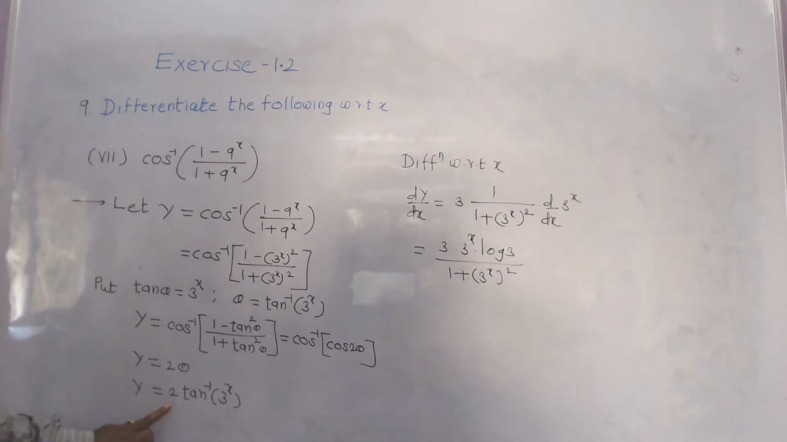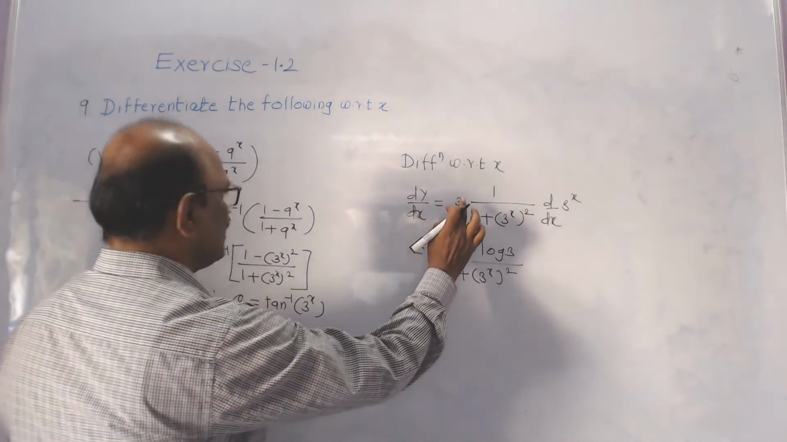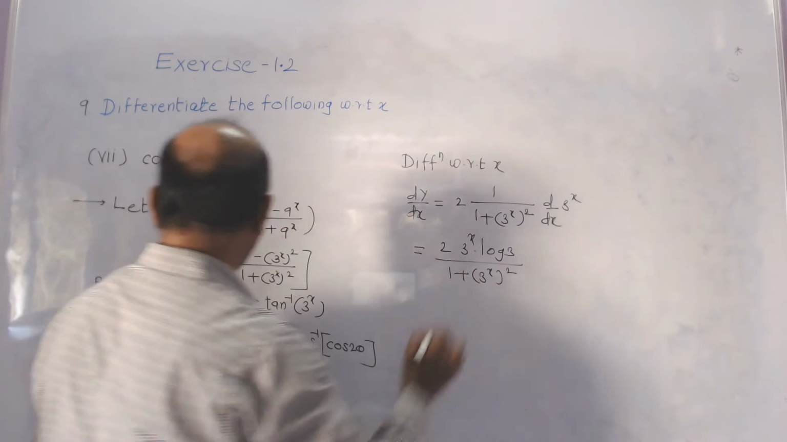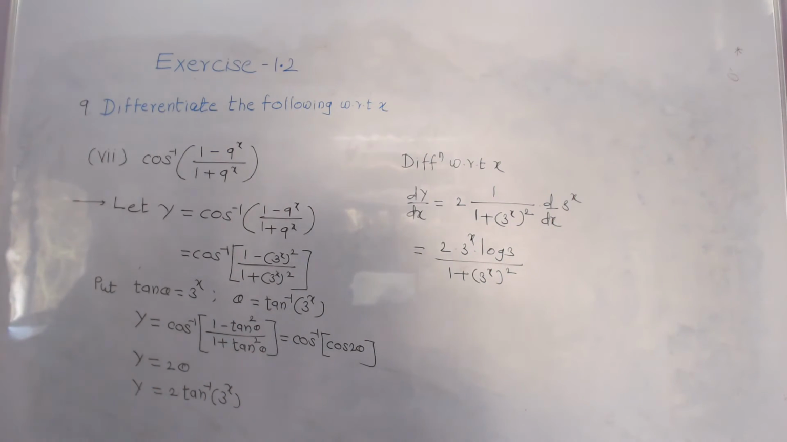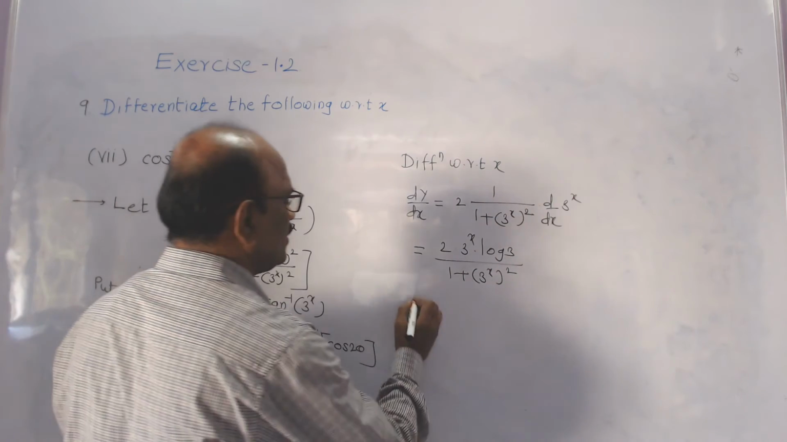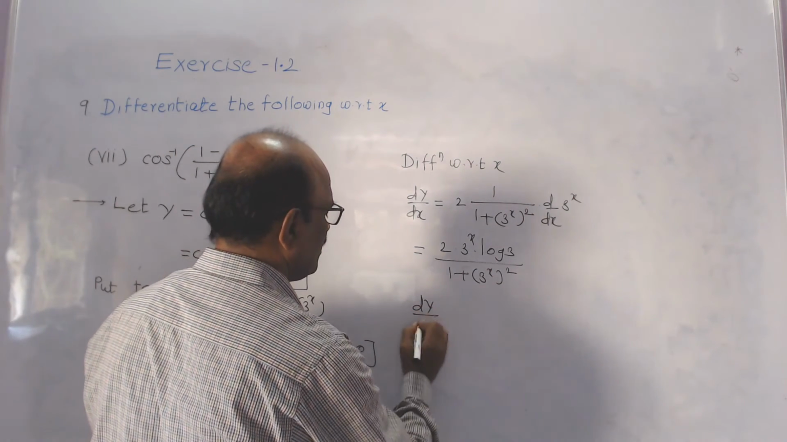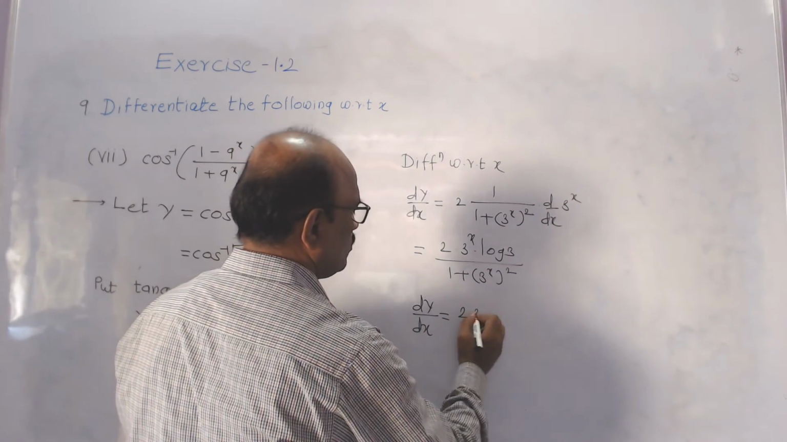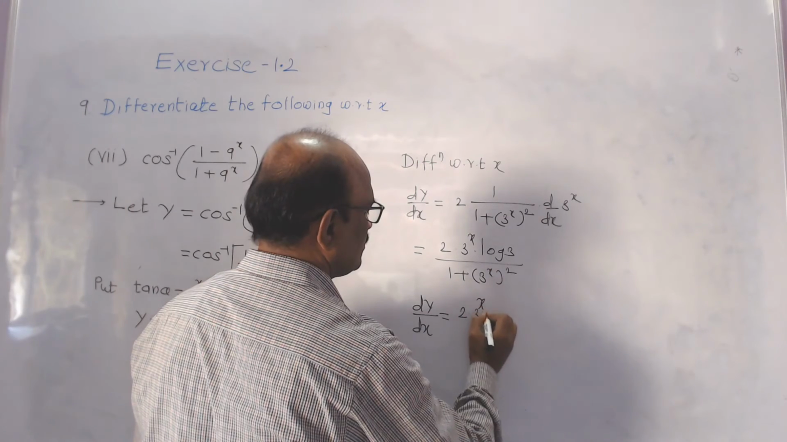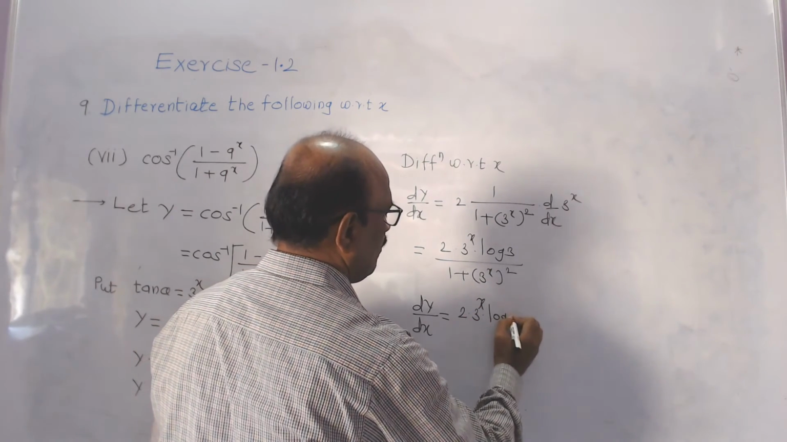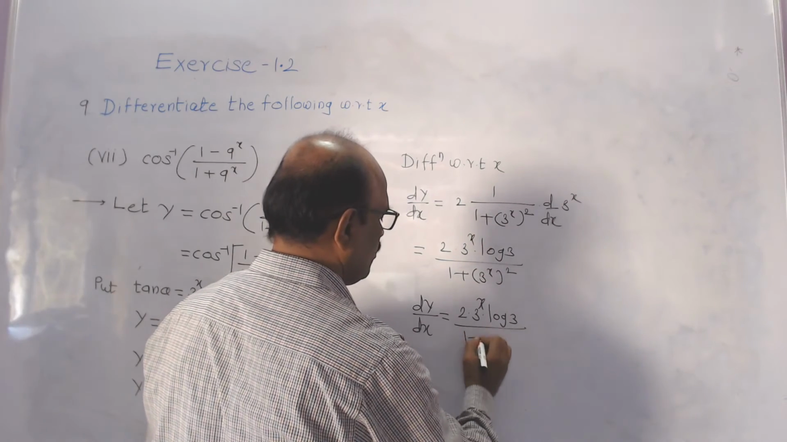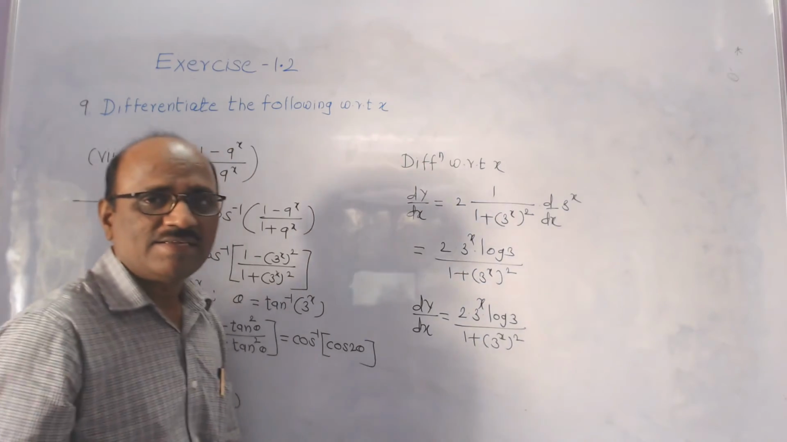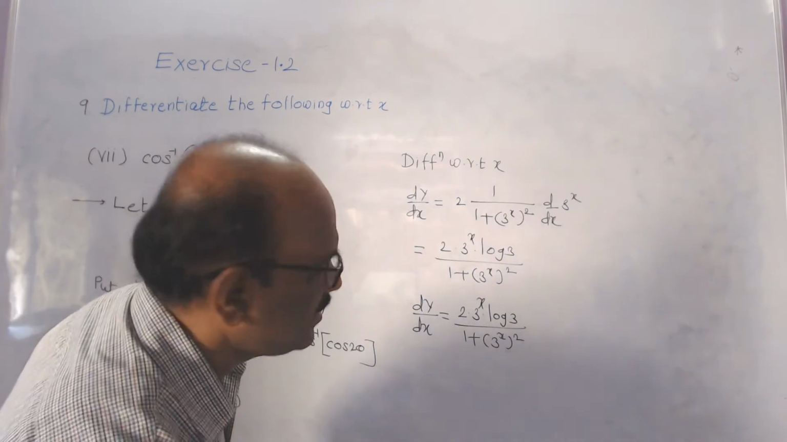And you can have its simplified form. Oh, one more mistake in that: here we write 2. Yes. Therefore, the answer: dy by dx is equal to 2 into 3 raised to x log of 3 upon 1 plus 3 raised to x bracket square.